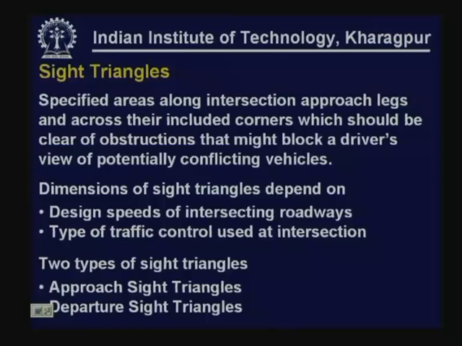Then there are two types of side triangle. We have understood the concept of side triangle now, but there are two types of side triangle. One is approach side triangle and the other one is called departure side triangle. Now, let us try to understand what is approach side triangle and then what is departure side triangle.